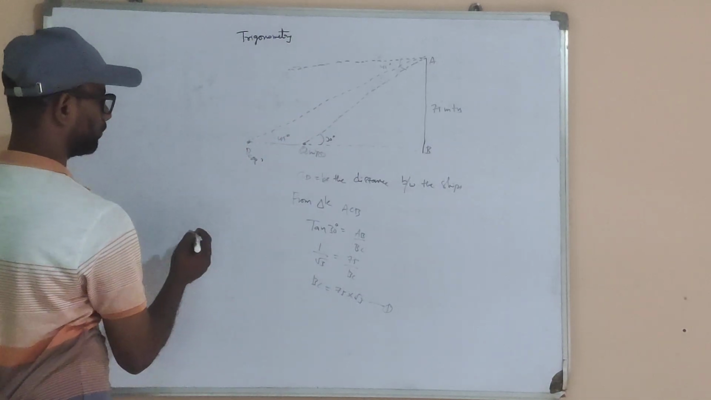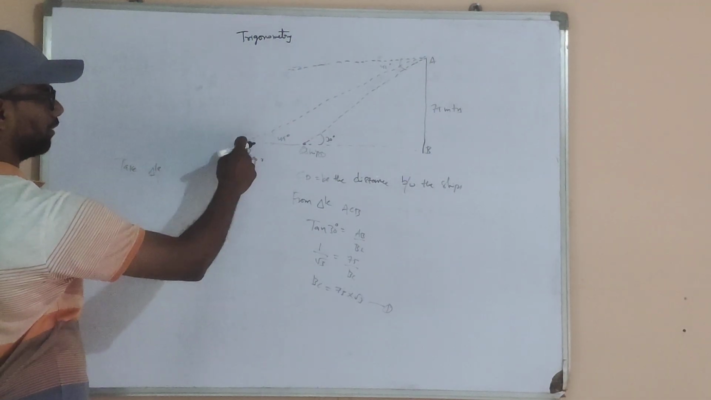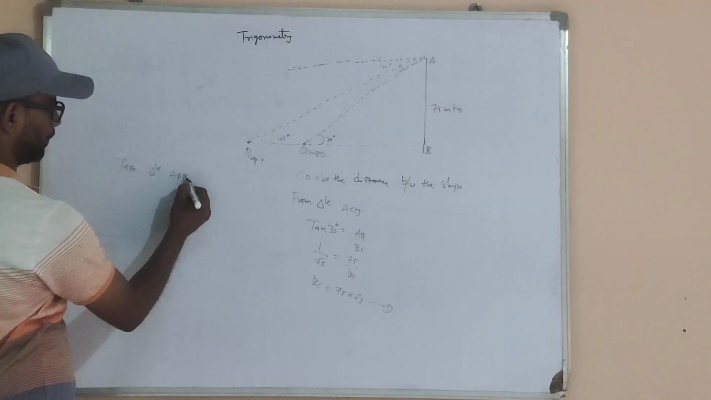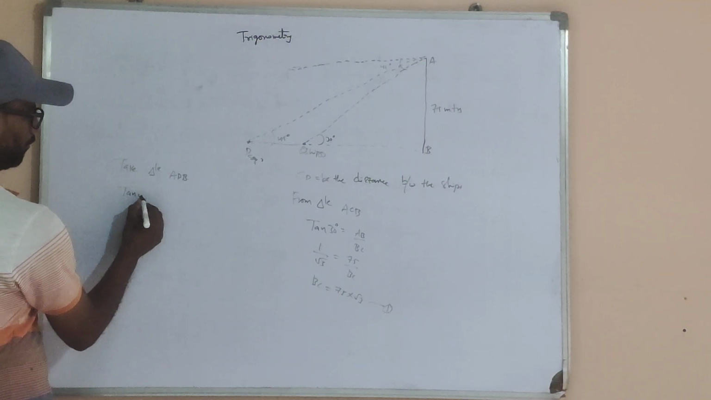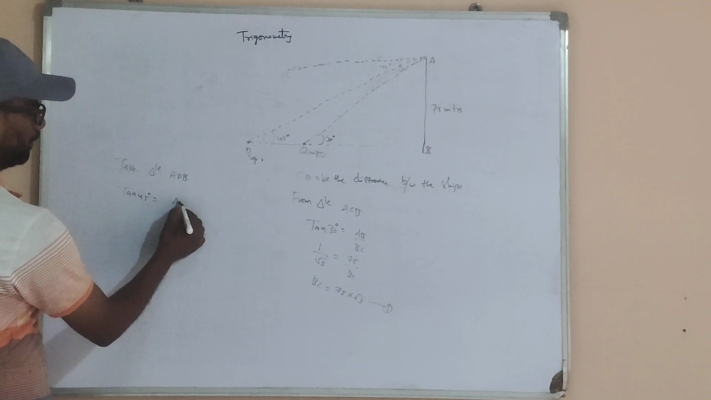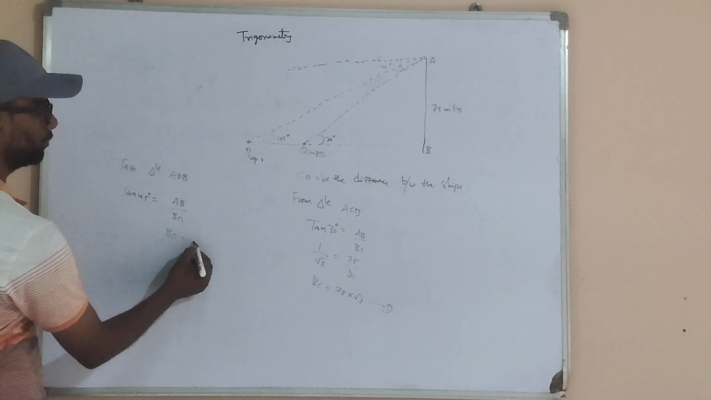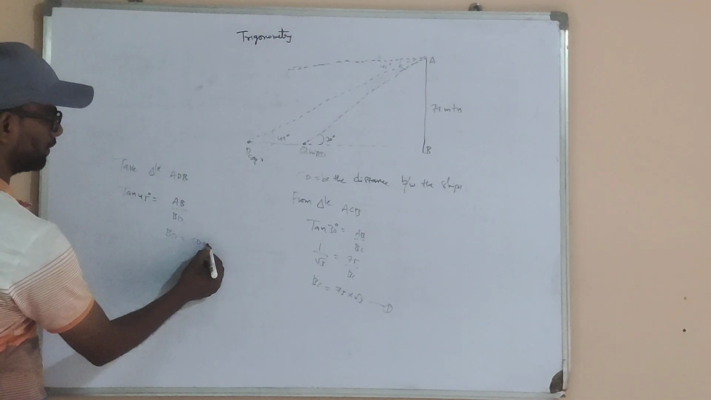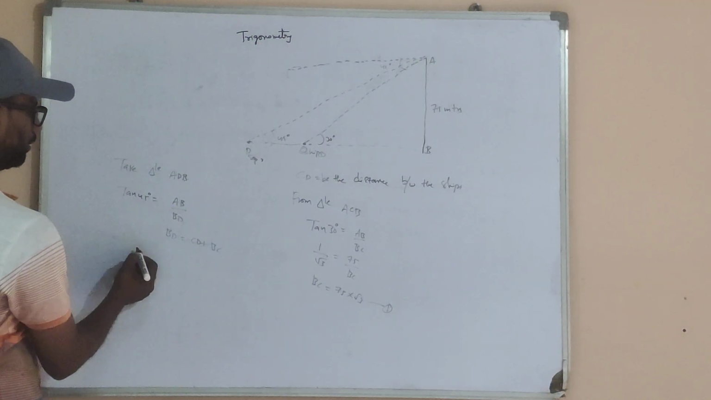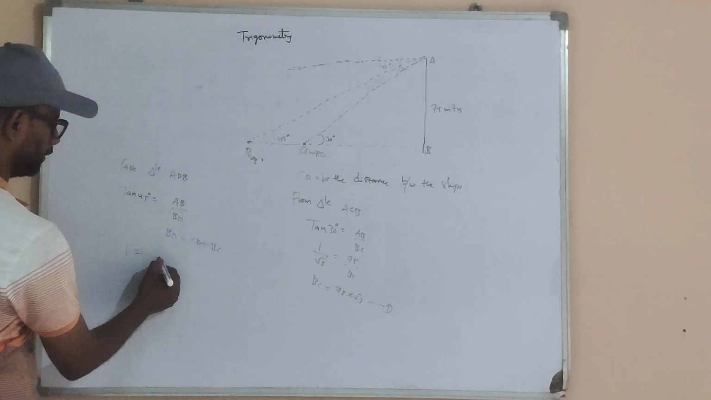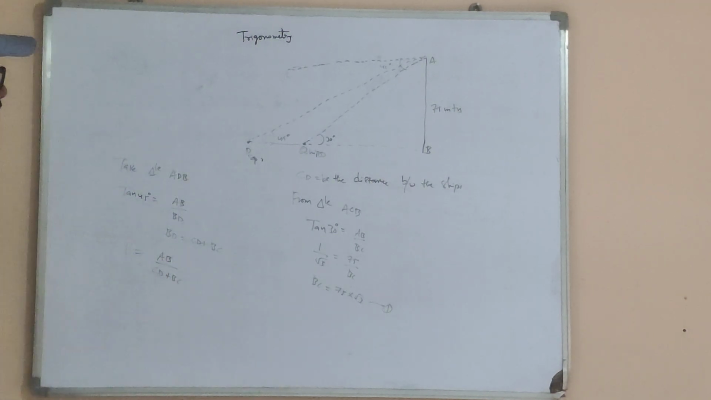Now take triangle ADB. From triangle ADB, we know that tan 45 degrees is equal to opposite, which is AB, by BD. Here again, BD is equal to CD plus BC. So tan 45 means 1 is equal to AB by BD, which means CD plus BC.